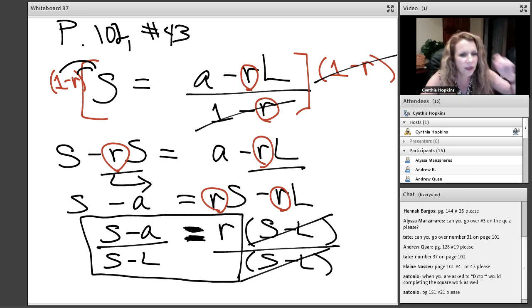Now, I'm not sure what they have in the back of the book, but if by chance they have a minus s in the numerator, then their denominator would be l minus s. That's just the opposite of the numerator and the opposite of the denominator, and that happens if instead of having the r's go to the right side, you made them go to the left side. But totally equivalent answers.